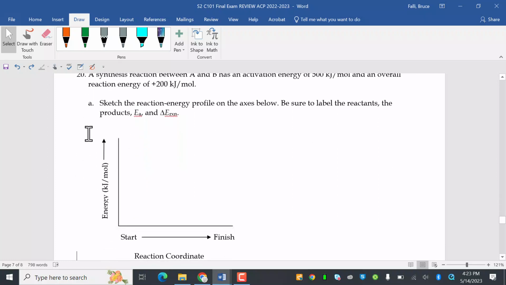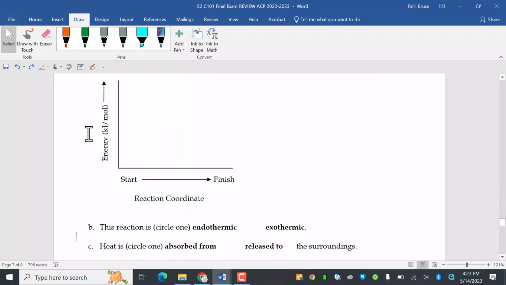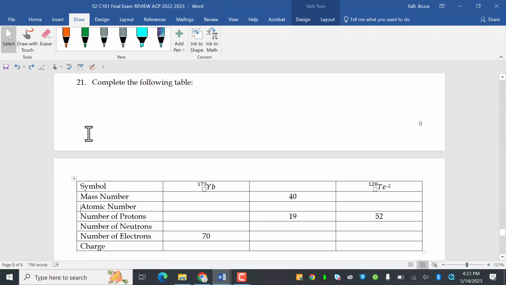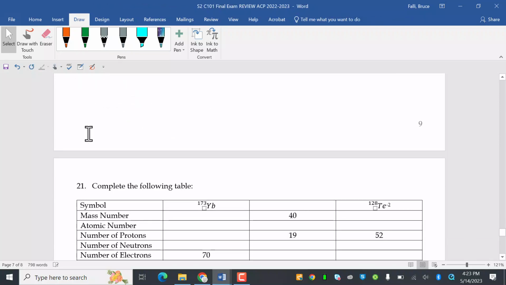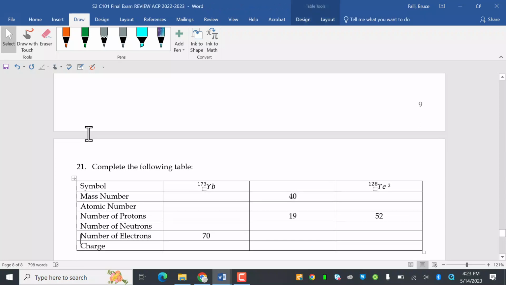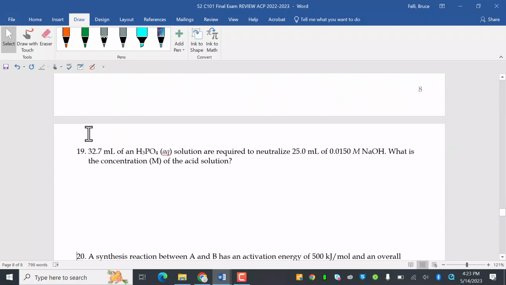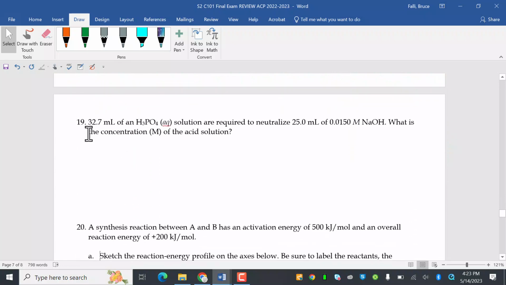Okay, sketch reaction profile. What a nice little preview. Okay, these are just circle them. True, false. Gosh, we're almost done. Complete the following table. Almost. Okay, good. So here we go. 32.7 milliliters of this solution.